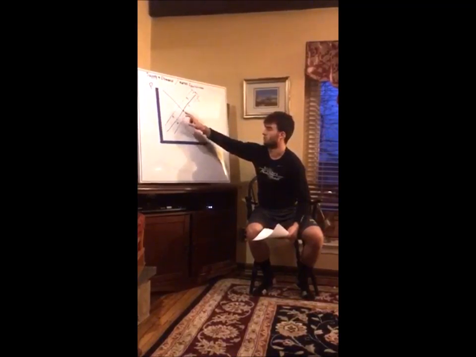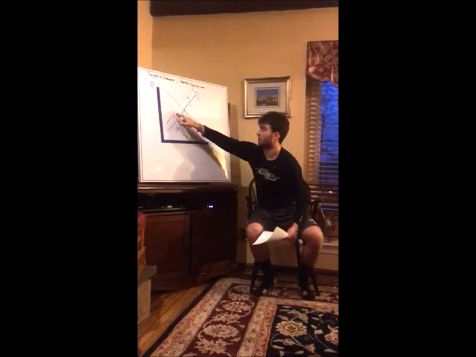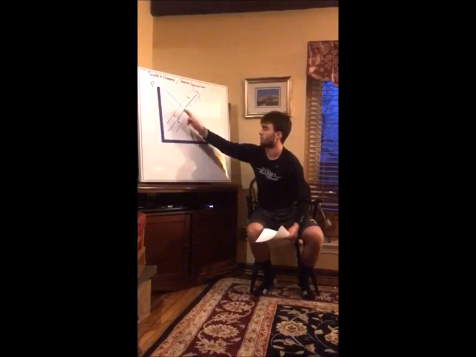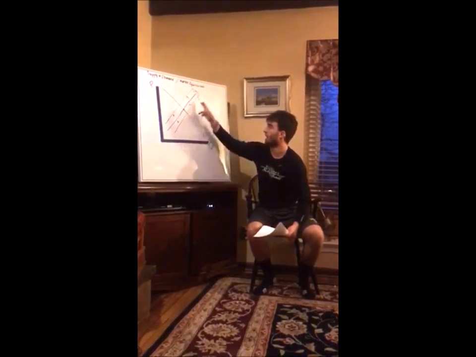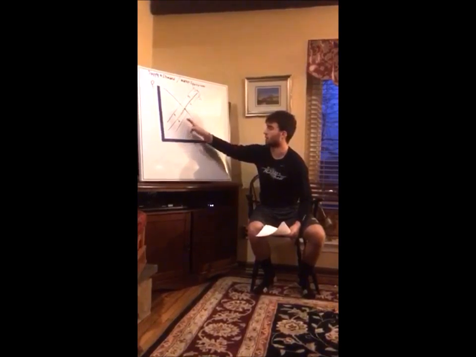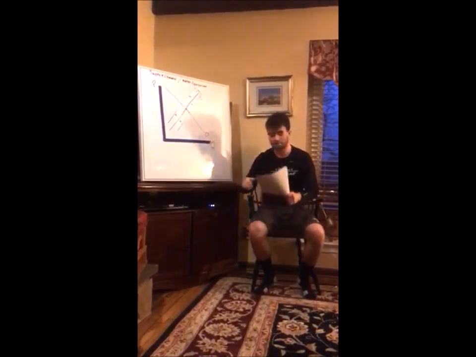S2 shows a decrease in the supply quantity, showing that the market equilibrium changes to a lower quantity, and S1 shows an increase in supply, going from market equilibrium to a higher quantity.